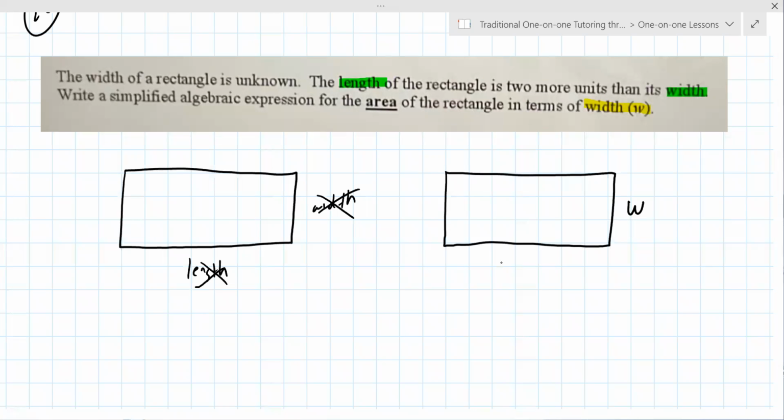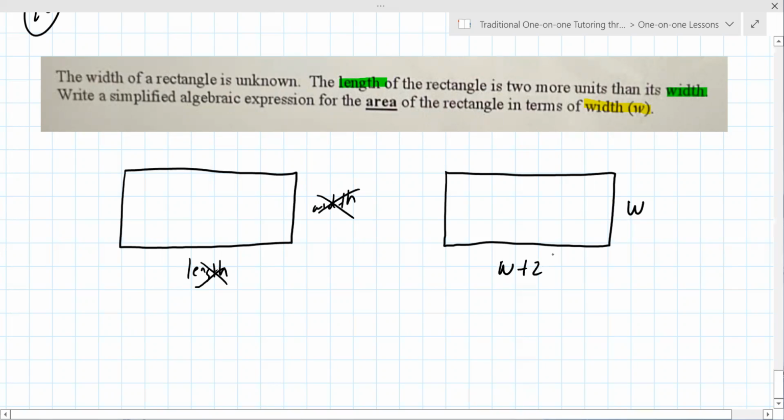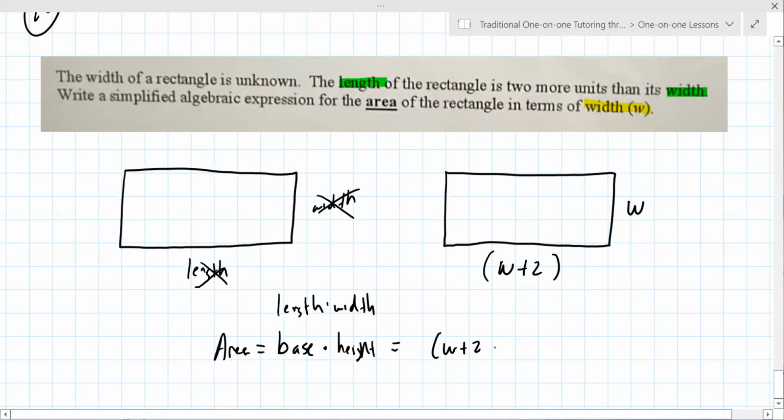W plus 2. You got it. Okay. Now the area is just like the area of a square. It's base times height. If you prefer length times width, that's fine. They're all correct. It's just whatever you prefer. The more math you do, the more choices you get how you do things. So the base is W plus 2 and the height is W.